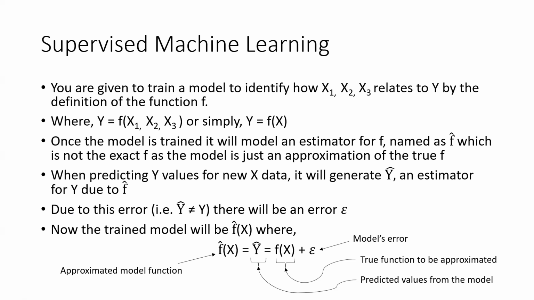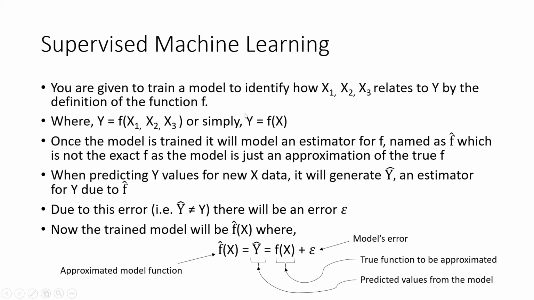So now let's move into the mathematical notations of statistical machine learning. Here x1, x2, x3 are the independent variables. Y is the dependent variable, right? So the relationship between x1, x2, x3 and y can be mapped with the function f, right? So in this case, we can write y as a function of x1, x2, and x3.